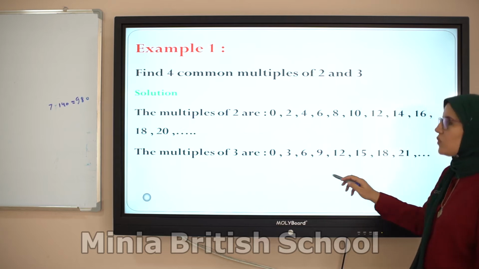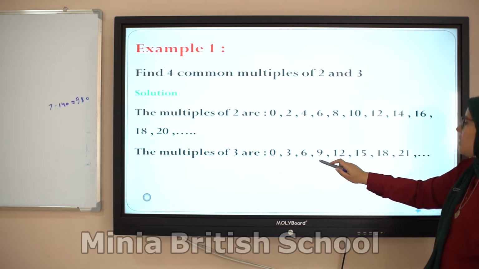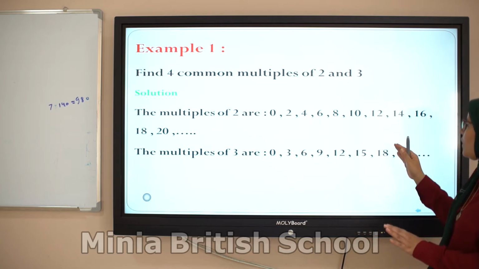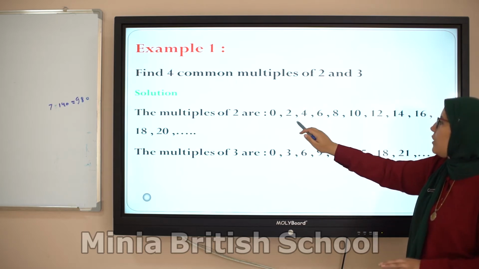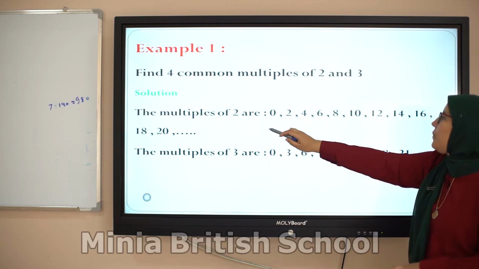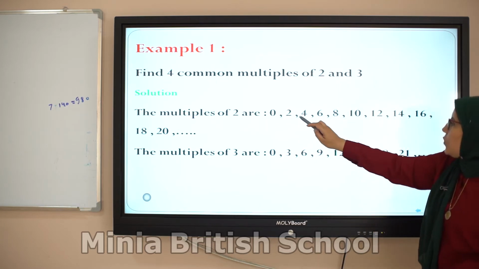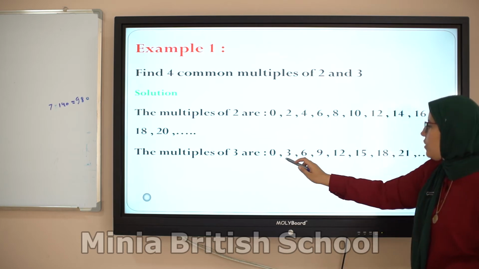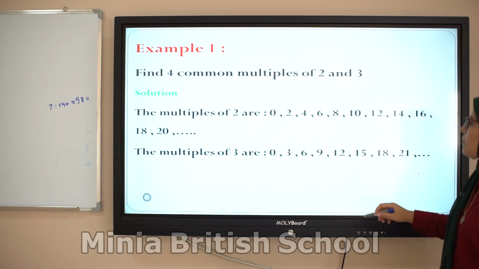This means the times table of 3. Every time I will add 3. Here it means the table of 2, so every time I will add 2, jumping by 2 steps every time. Here: 0, 2, 4, 6, 8, 10, 12. This is the multiples of 2. And 0, 3, 6, 9, 12, 15, 18. These are the multiples of 3.